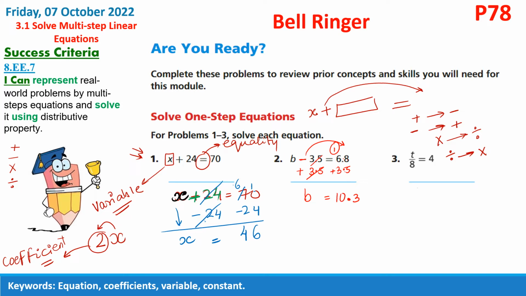Now what is happening in the next question? See here, I am writing it big. The 8 is down, right? It means that 8 is dividing. So if 8 is dividing, to cancel the division, we know that the opposite of division is multiplication. So multiply here by 8. And if you are multiplying here by 8, you will multiply here also by 8. So 8 and 8 cancel. What do we get? T equals 4 times 8, which is 32.